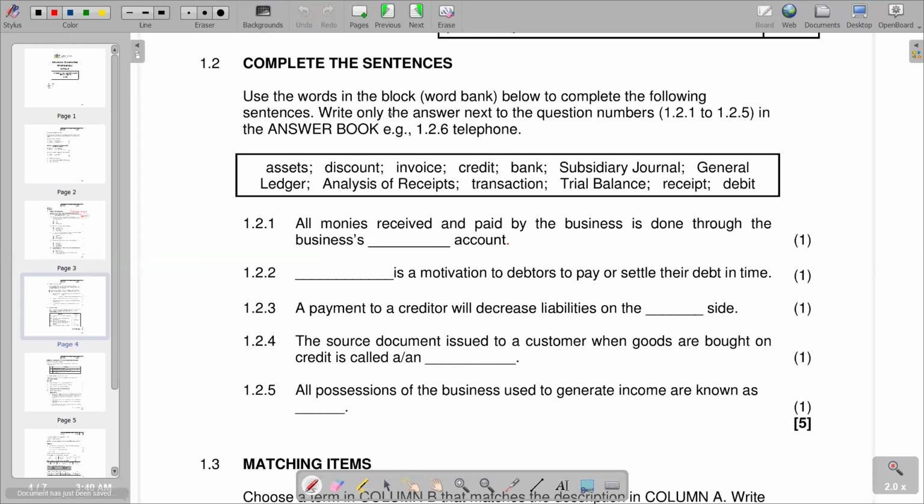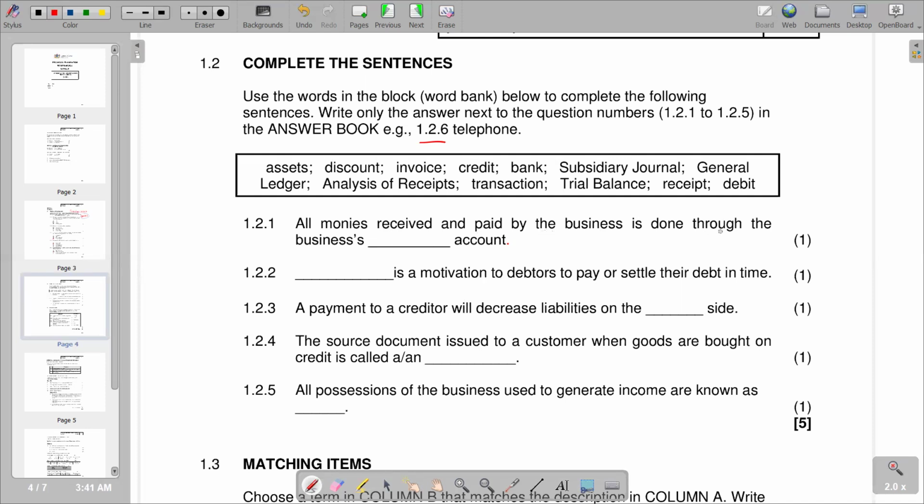We go to the second section on completing the sentences. It reads, use the words in the block in brackets below to complete the following sentences. Write only the answer next to the question numbers. That is 1.2.1 to 1.2.5 in the answer book. Then you're given the terms in this rectangle. Then obviously beneath that we have some sentences that we need to fill in on 1.2.1.